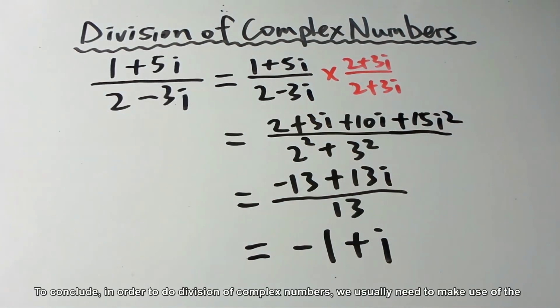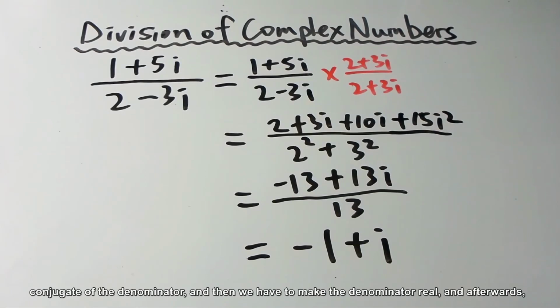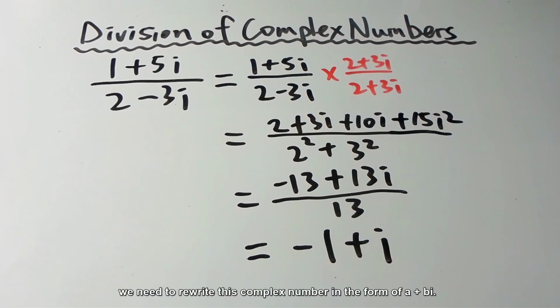To conclude, in order to do division of complex numbers, we usually need to make use of the conjugate of the denominator, and then we have to make the denominator real. And afterwards, we need to rewrite this complex number in the form of a plus bi.